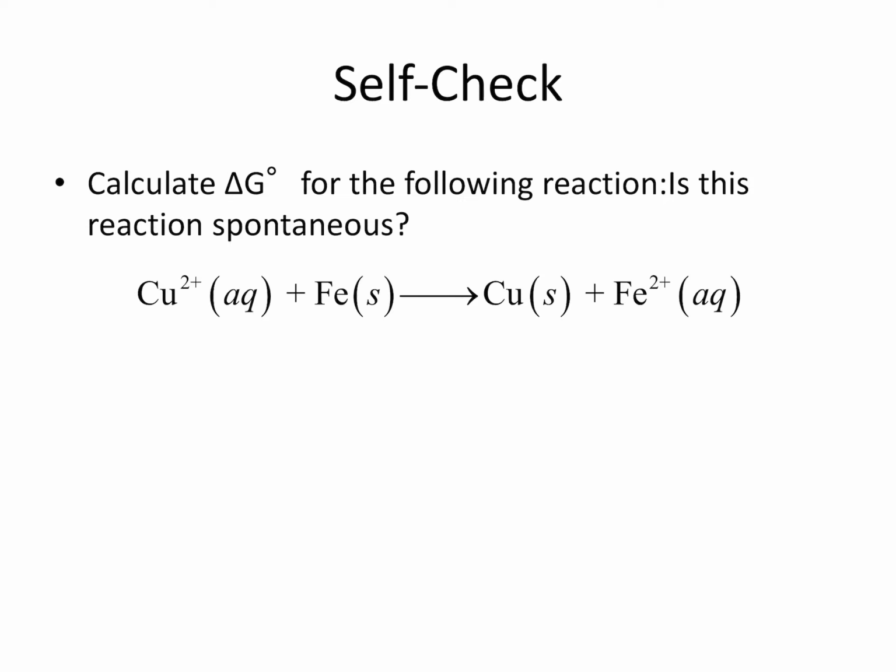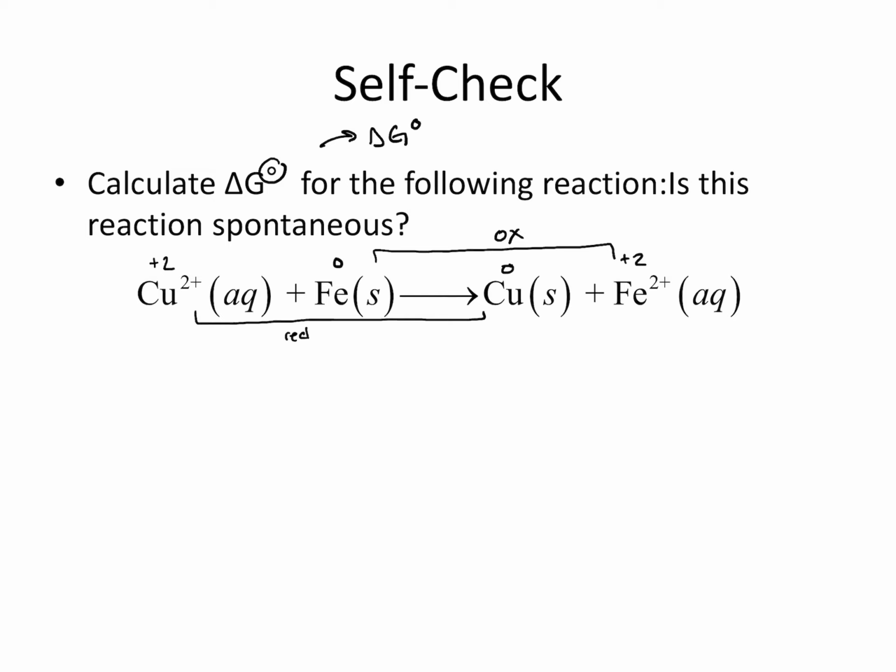So let's do a little self-check here. Calculate the standard Gibbs free energy, again note how here it's standard, for the following reaction, and is this spontaneous? So first thing we want to do is figure out what is oxidizing, what is reducing. So I have +2, 0, 0, and then +2. So copper is doing what? Is it oxidizing or reducing? Reducing, because it's going from positive to 0. And this is therefore oxidizing.